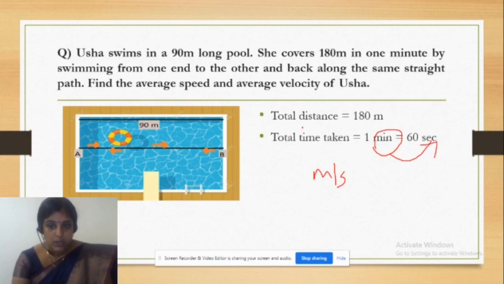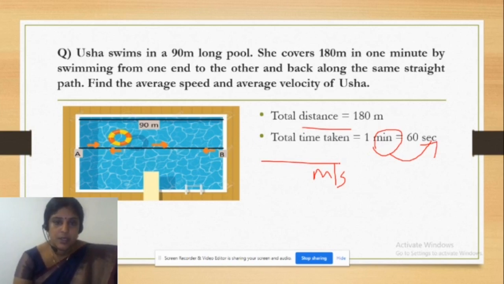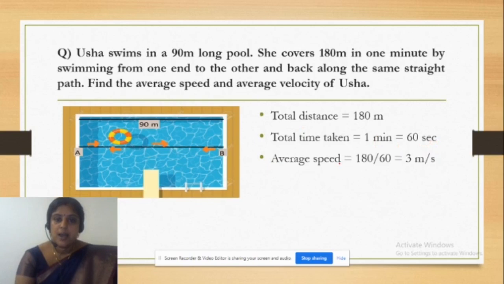So you know the total distance here and the total time taken. So what is the average speed? Just directly substitute the values in the equation. Average speed is equal to total distance by total time taken, that is 180 by 60, that is 3 meter per second. Is that clear, students? So you got the average speed of Usha, right?